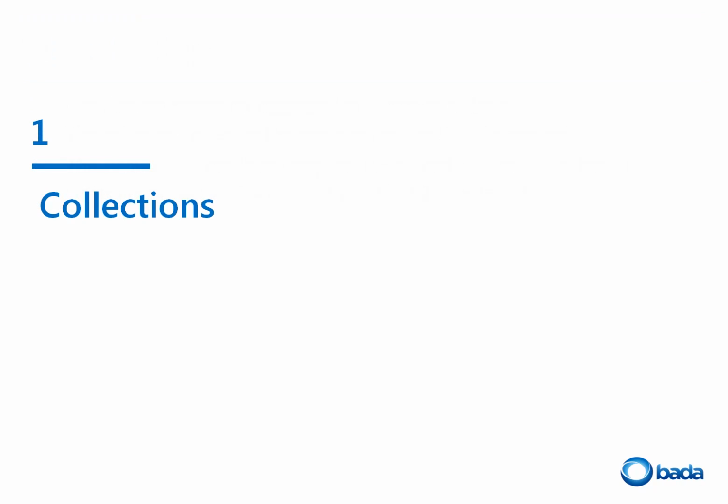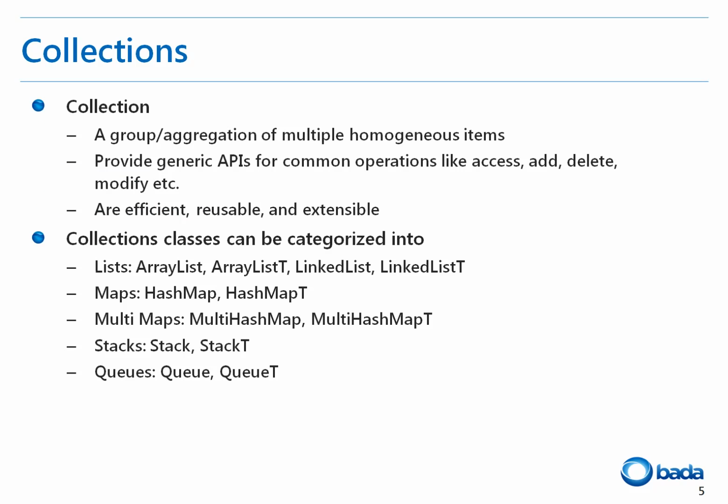Okay, let's understand what a collection is. A collection, sometimes called a container, is simply an object that groups multiple elements into a single unit. Collections are used to store, retrieve, and manipulate aggregate data. In bada, a collection refers to a group aggregation of items of the same data type. It provides ready-to-use common data structures, along with generic APIs for common operations, such as accessing, searching, adding, deleting, modifying, etc. The classes provided are reusable and extensible.